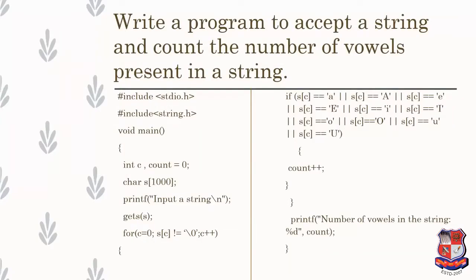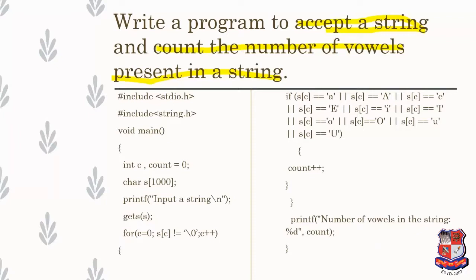Okay, so now your next program is: write a C program to accept a string and count the number of vowels present in a string. See, here there are two things that have been asked. First is accept a string. Accept a string in the sense you have to take that from the user as an input. Second thing is count the number of vowels present in a string. The vowels are A, E, I, O and U. The rest of them are consonants, right? So for this, you have to accept a string from the user and count the number of vowels.